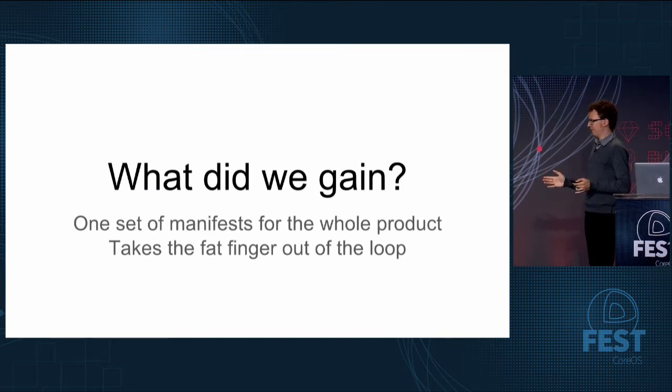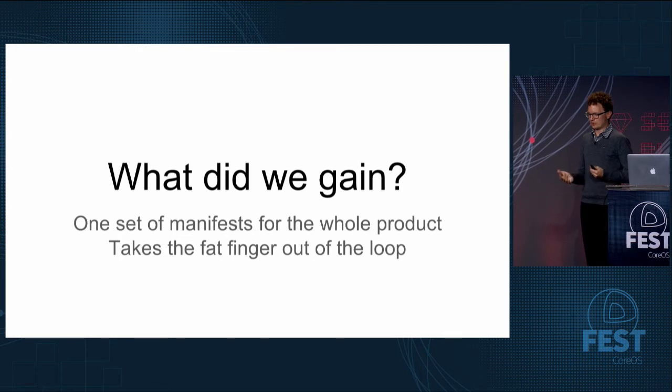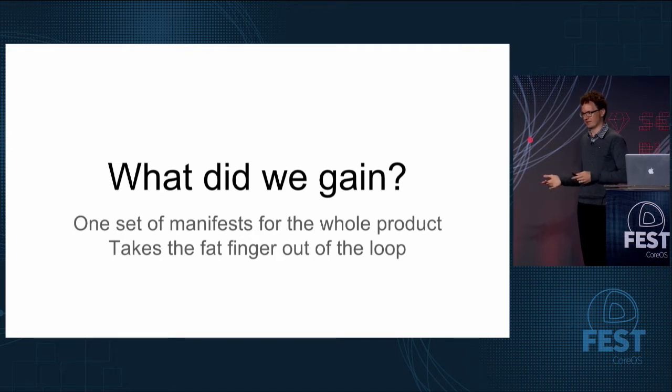So what did we gain with a very tiny thing, because it's not very big? We have one set of manifests for the whole product throughout the whole life cycle of development to production. And we've taken the fat finger out of the loop. So there's no human process involved anymore in a deployment besides starting it. And that's a big gain in its own.